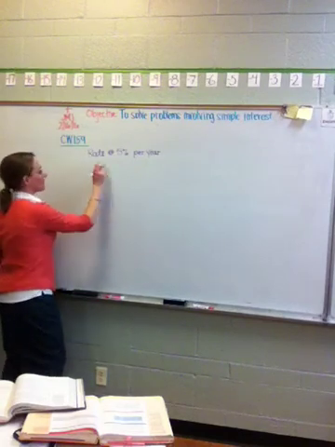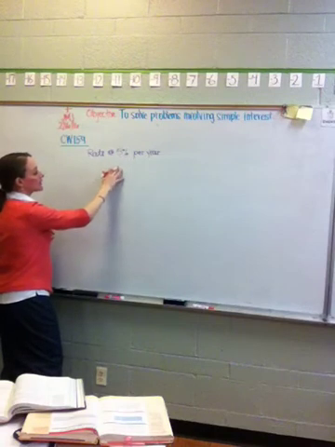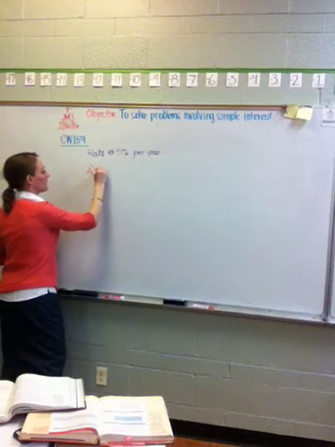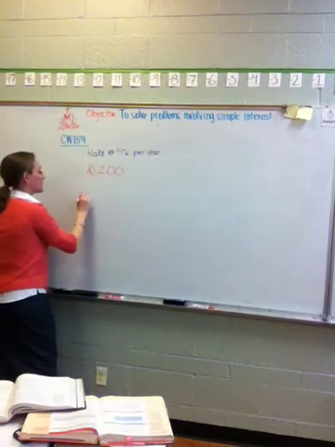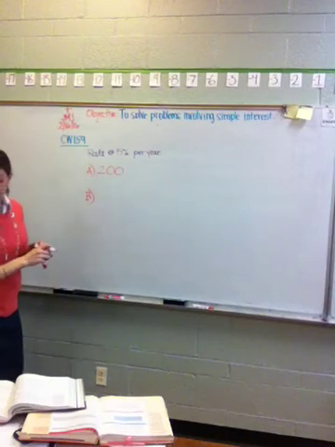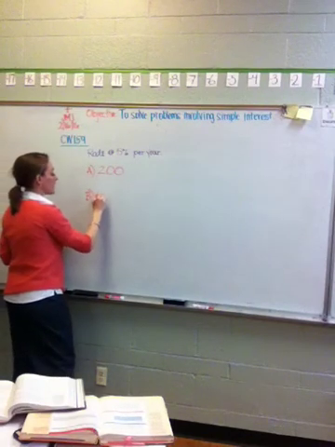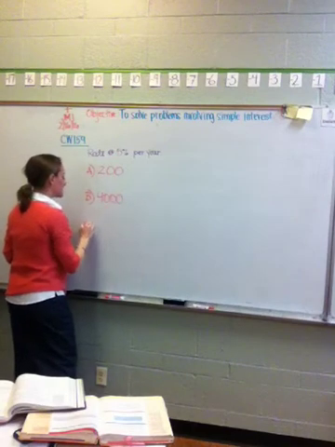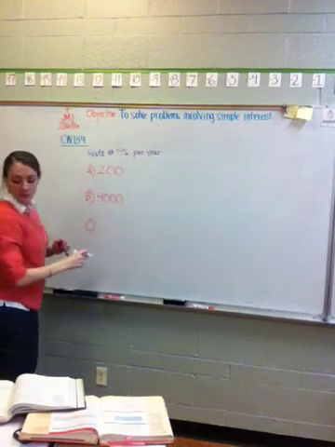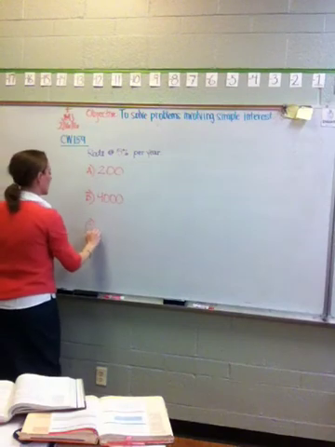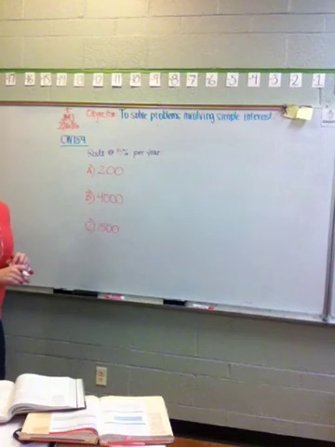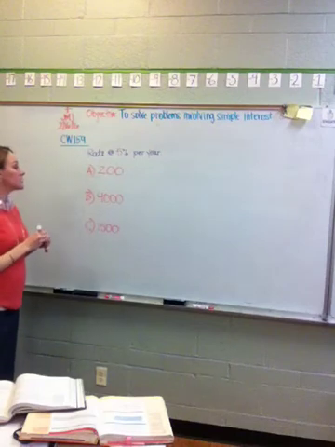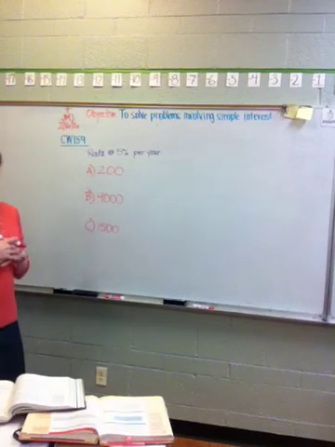So let's go ahead. We have a 5% interest rate per year. If I put in $200, at the end of 1 year, how much am I going to get back? If I put in, let's say, $4,000, how much am I going to get in return after 1 year? If I put in $1,500, how much am I going to get back? All right, so let's think, what's 5% of 200?